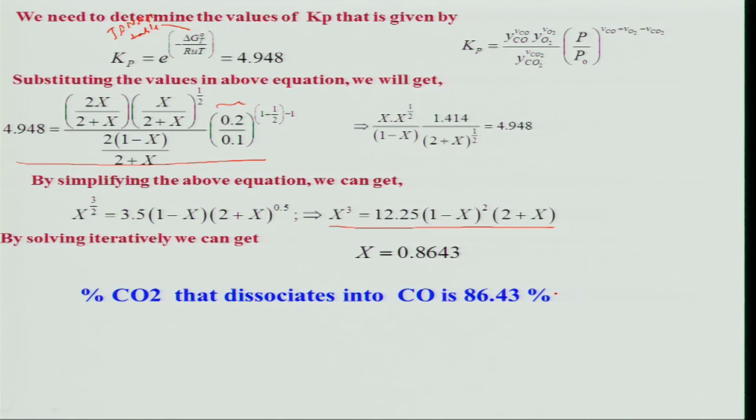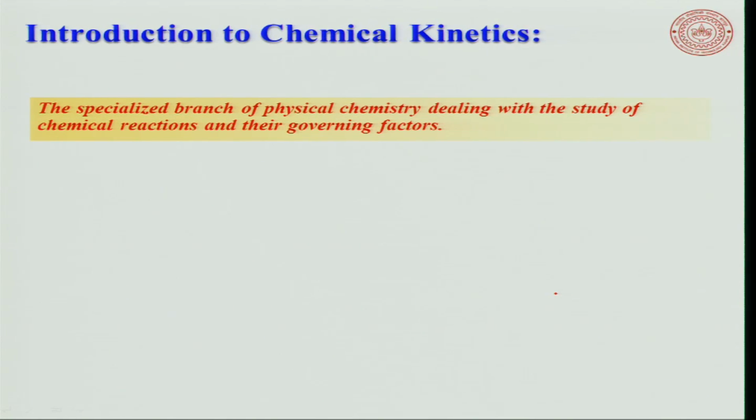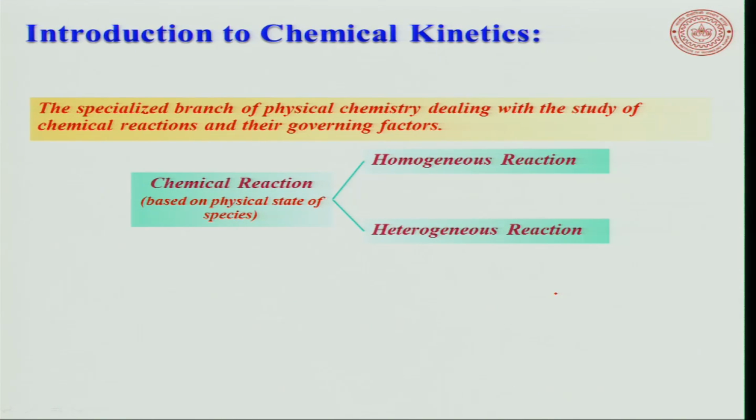So, now we have discussed chemical equilibrium compositions, right, and now we will move into kinetics. If you look at this, it is basically a specialized branch of physical chemistry dealing with the study of chemical reactions and their governing factors. When you talk about chemical reactions, they can be homogeneous reactions or heterogeneous reactions. For a homogeneous reaction, I have taken an example: 2CO gas reacting with oxygen going to 2 moles of carbon dioxide.